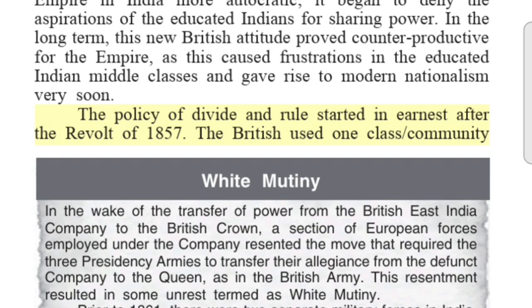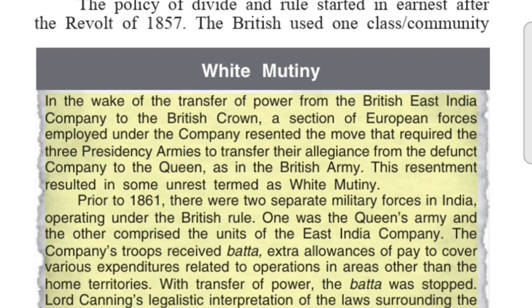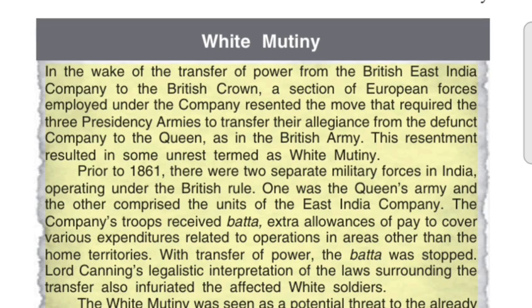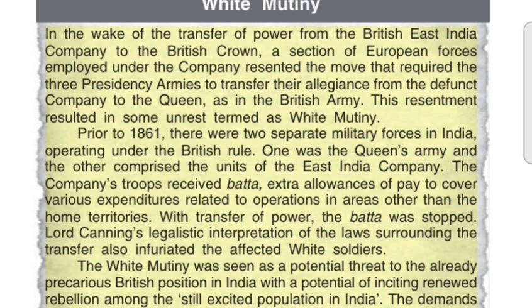The British used one class, community against another. White Mutiny. In the wake of the transfer of power from the British East India Company to the British Crown, a section of European forces employed under the company resented the move that required the three presidency armies to transfer their allegiance from the defunct company to the Queen, as in the British Army. This resentment resulted in some unrest termed as White Mutiny.